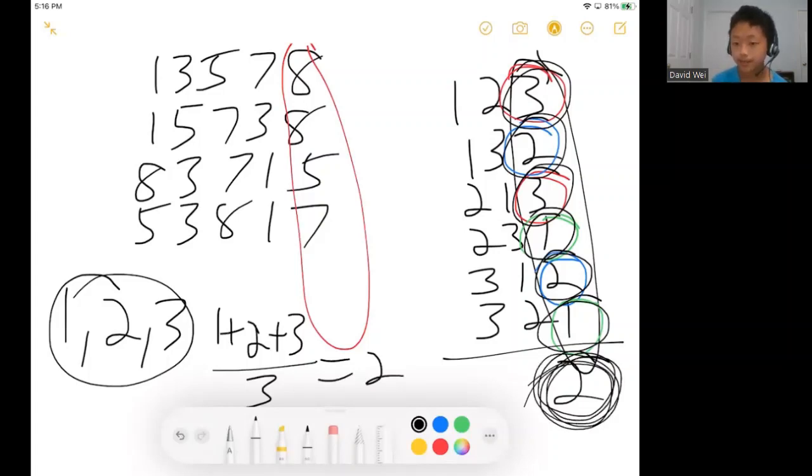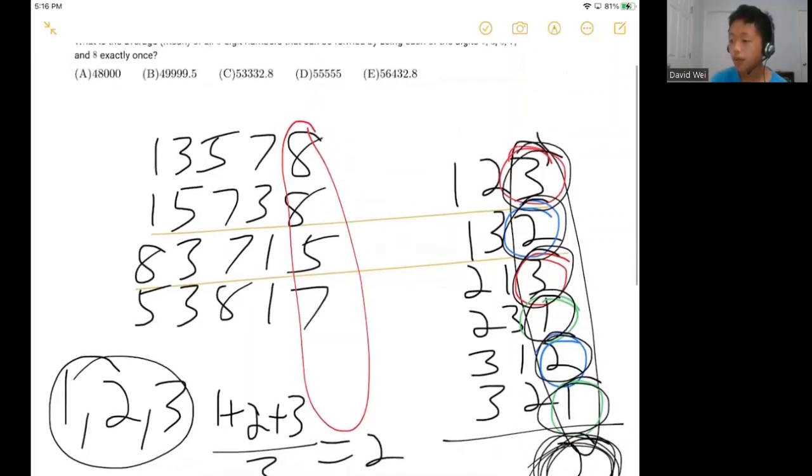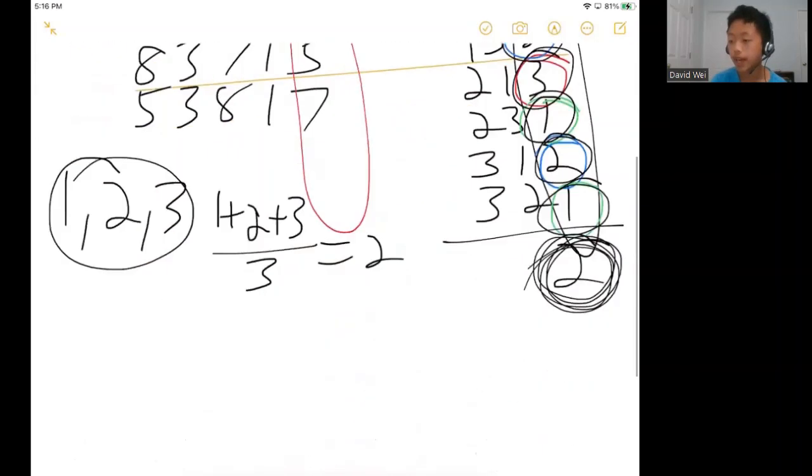So the idea is, we have the digits 1, 3, 5, 7, and 8.